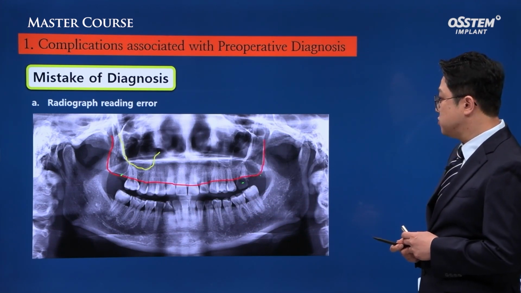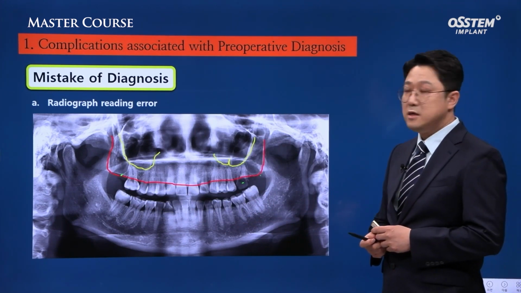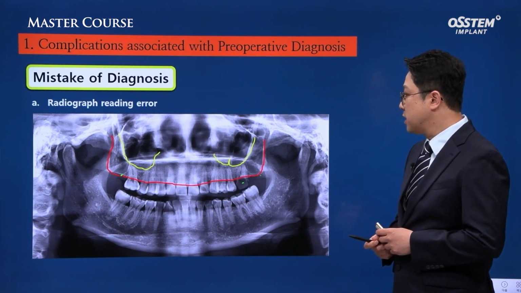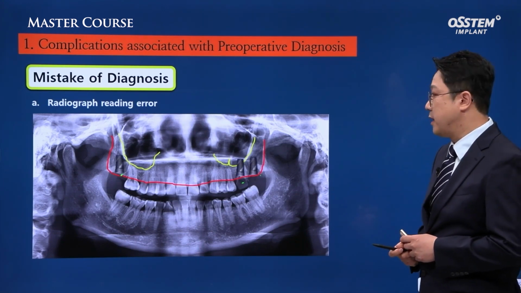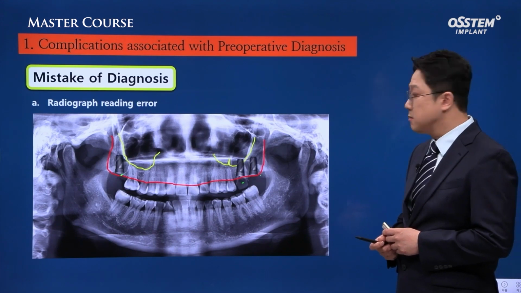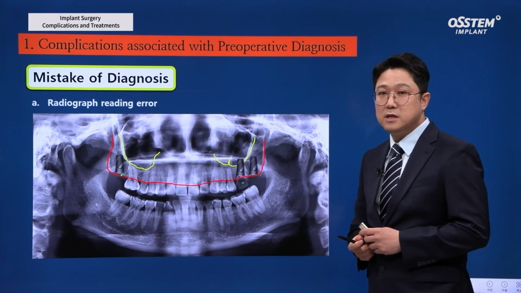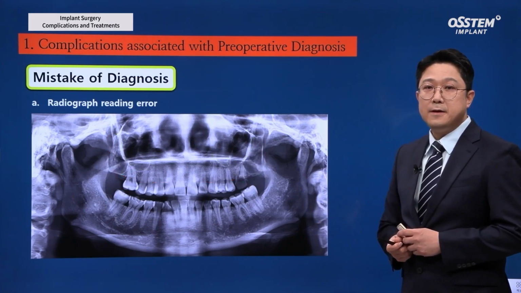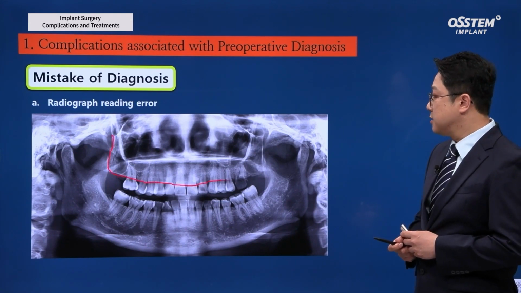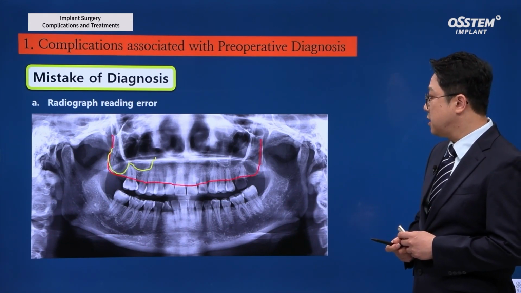I think you can read the border of the sinus like this, but this is a wrong reading of the sinus border. If you read like this and place the implant, then it could be problematic. The inferior border is positioned like this.